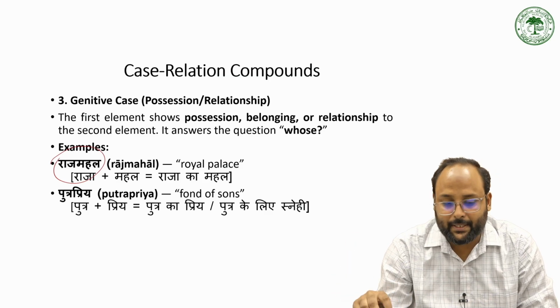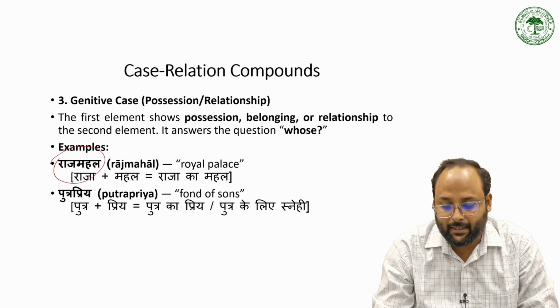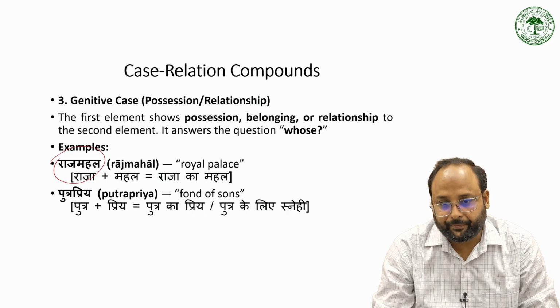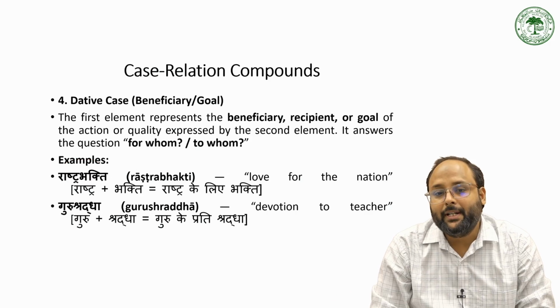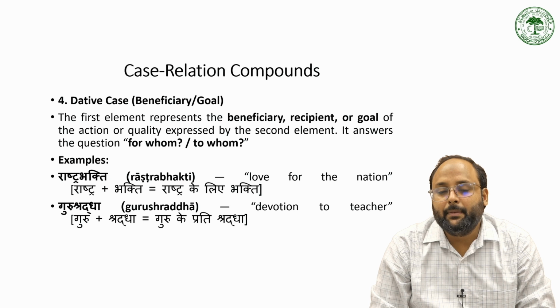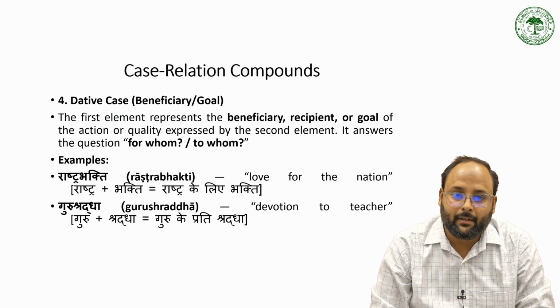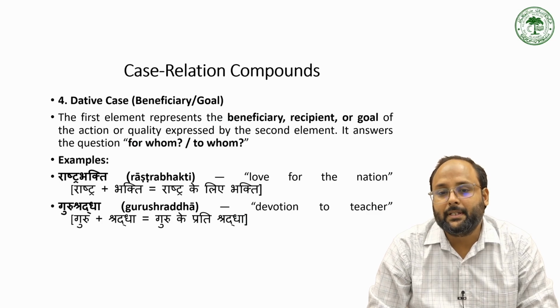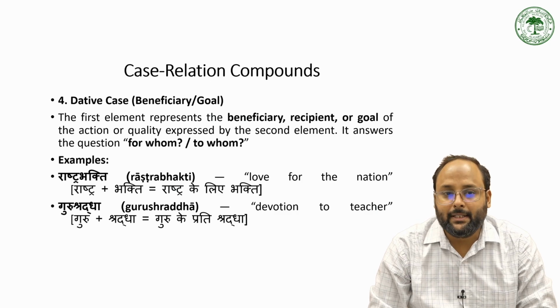So that is the genitive case compound, like Raja Mahal, Raja ka Mahal, and Putra Priye, Putra ka Priye, और पुत्र के लिए स्नेह. So in the dative case compound, the first element of this compound, as you all know, compounds are actually made up of two elements. There are two lexical items, so by adding the two lexical items we create the compound words. So that is the dative case.